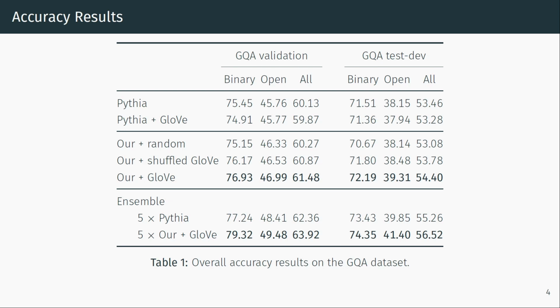We think this is because, first, answer representations are fine-tuned, so they can still capture relevant information during training. And second, the binary category contains questions with only two plausible answers, which are usually antonyms like yes or no, left or right, and so on. And while the real GloVe embeddings for such words are quite close to each other, shuffled vectors, due to their random nature, push these representations apart. And so it's easier for the model to distinguish between two possible answers.